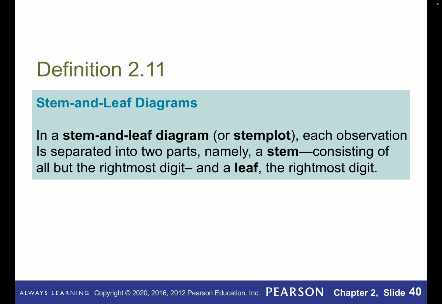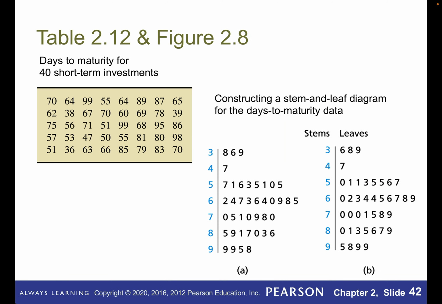Perhaps the best plot is the stem and leaf plot. So let's consider this example of the investments. We take the tens digit and make that the stem, and then the ones digit will be the leaf. And you can see that in part A, unordered. And then in part B, what's been done is the leaves have been ordered.